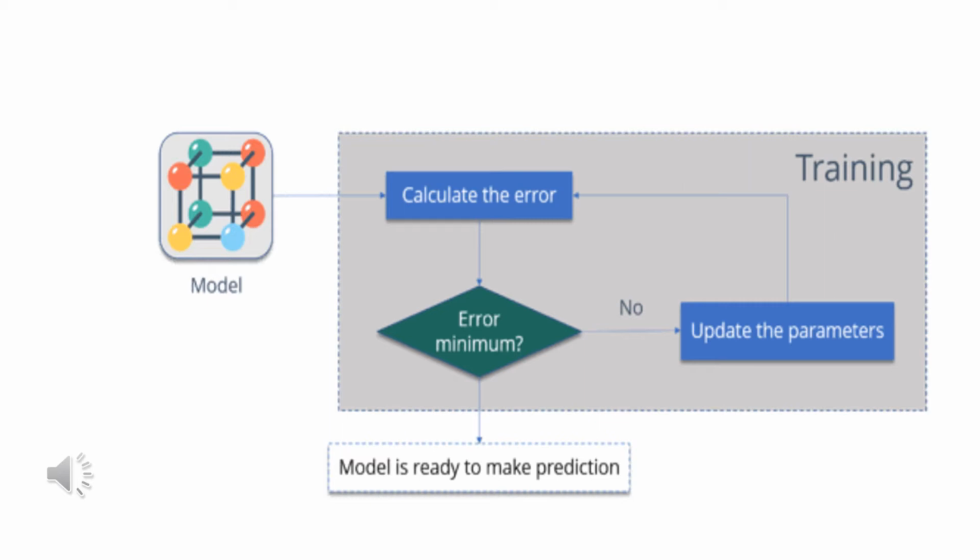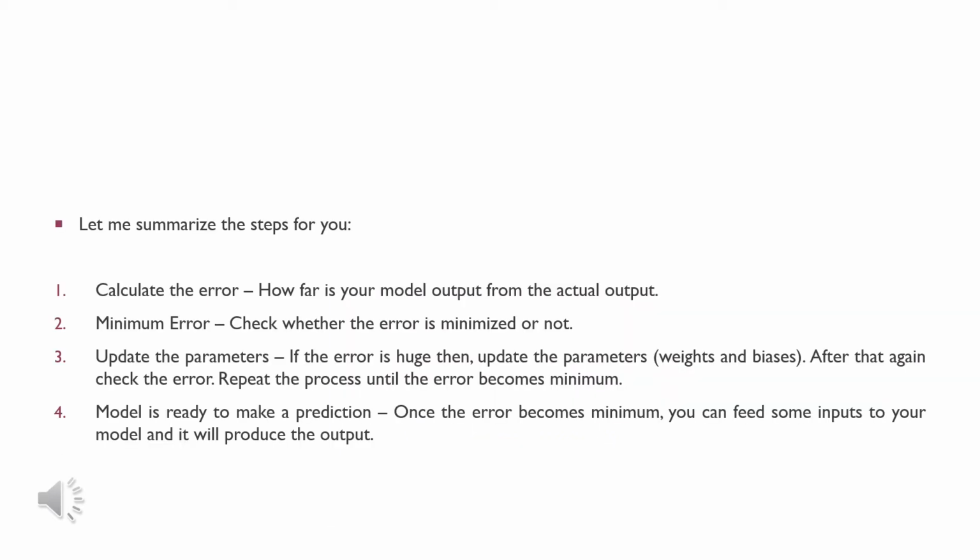So consider this diagram. Let me summarize the steps for you. Calculate the error: how far is your model output from the actual output? Check whether the error is minimized or not. Next, update the parameters. If the error is huge, then update the parameters, weights and biases. After that, again check the error. Repeat the steps until the error becomes minimum. Then the model is ready to make a prediction. That is the last step. Once the error becomes minimum, you can feed some input to your model and it will produce the output.